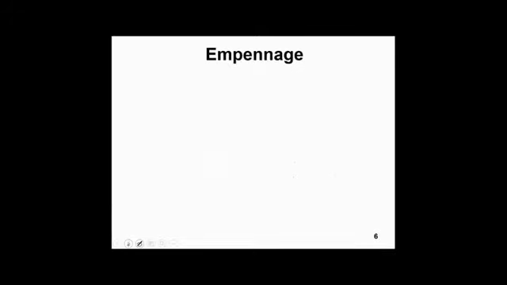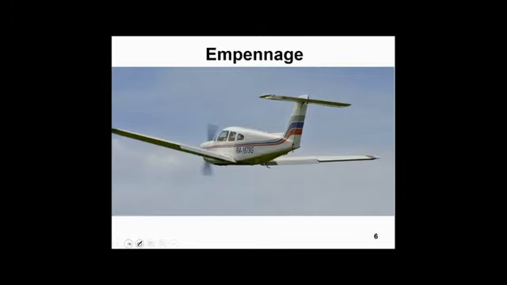Empennage. The empennage is also called the tail surfaces. On this aircraft, if you wanted to say empennage, you'd say the empennage starts here and is everything back. So on this aircraft, we can see the vertical stabilizer, the rudder, the horizontal stabilizer, and an elevator. Of course, you can also see this airplane has flaps extended, and it's hard to see, but the ailerons are neutral, and that's where the ailerons are.